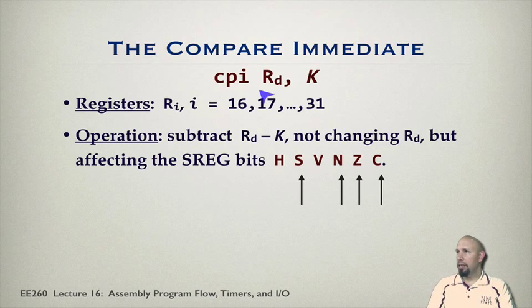For example, CPI. This is comparing a register with some immediate data, where in this case the register has to be a register between 16 and 31. You can't use the lower registers. But this can be any byte, so you can compare the two without changing RD. And once again, it does affect the status register bits. The status register bits will be used in the branch instructions or the skip instructions.